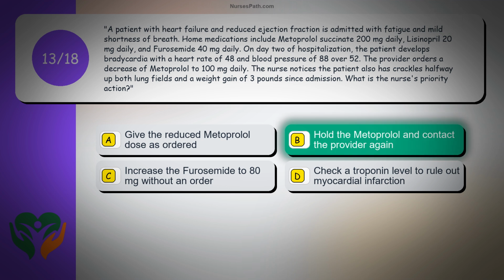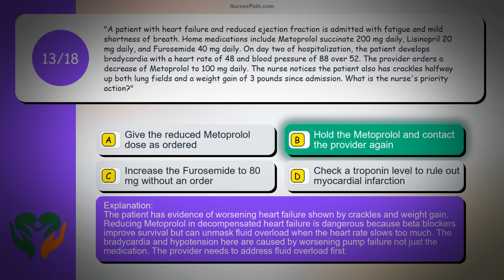The correct answer is option B, hold the metoprolol and contact the provider again. The patient has evidence of worsening heart failure shown by crackles and weight gain. Reducing metoprolol in decompensated heart failure is dangerous because beta blockers improve survival but can unmask fluid overload when the heart rate slows too much. The bradycardia and hypotension here are caused by worsening pump failure, not just the medication. The provider needs to address fluid overload first.